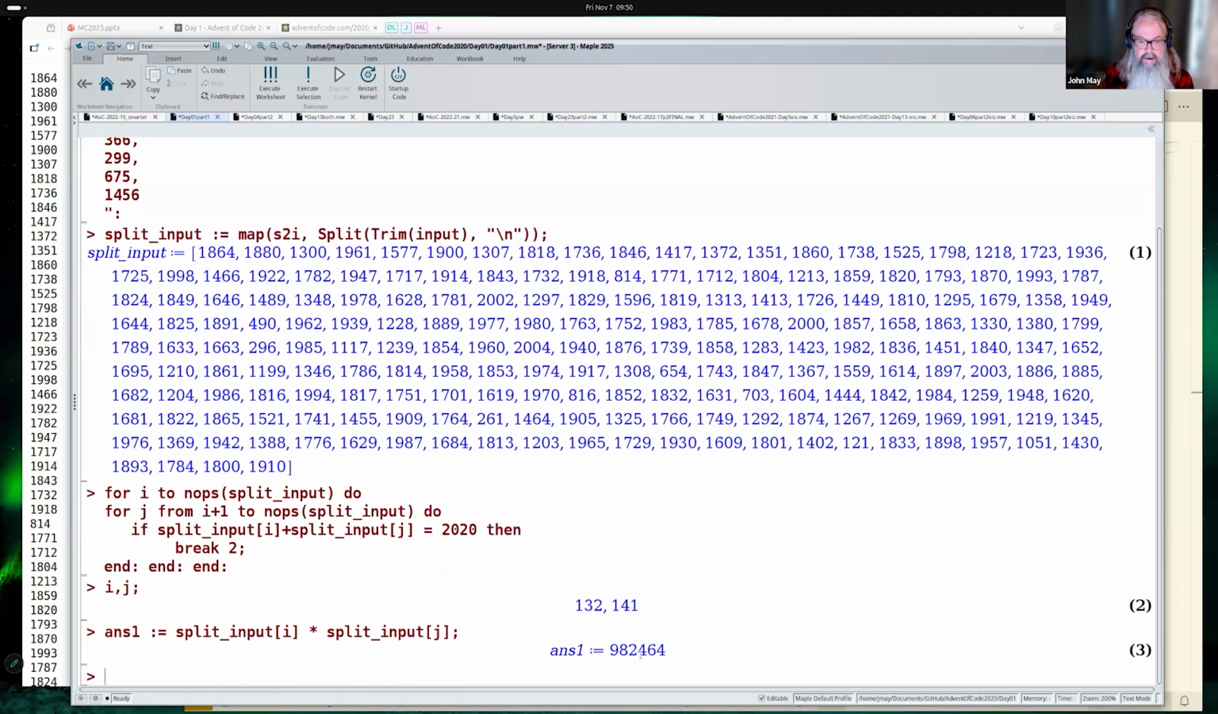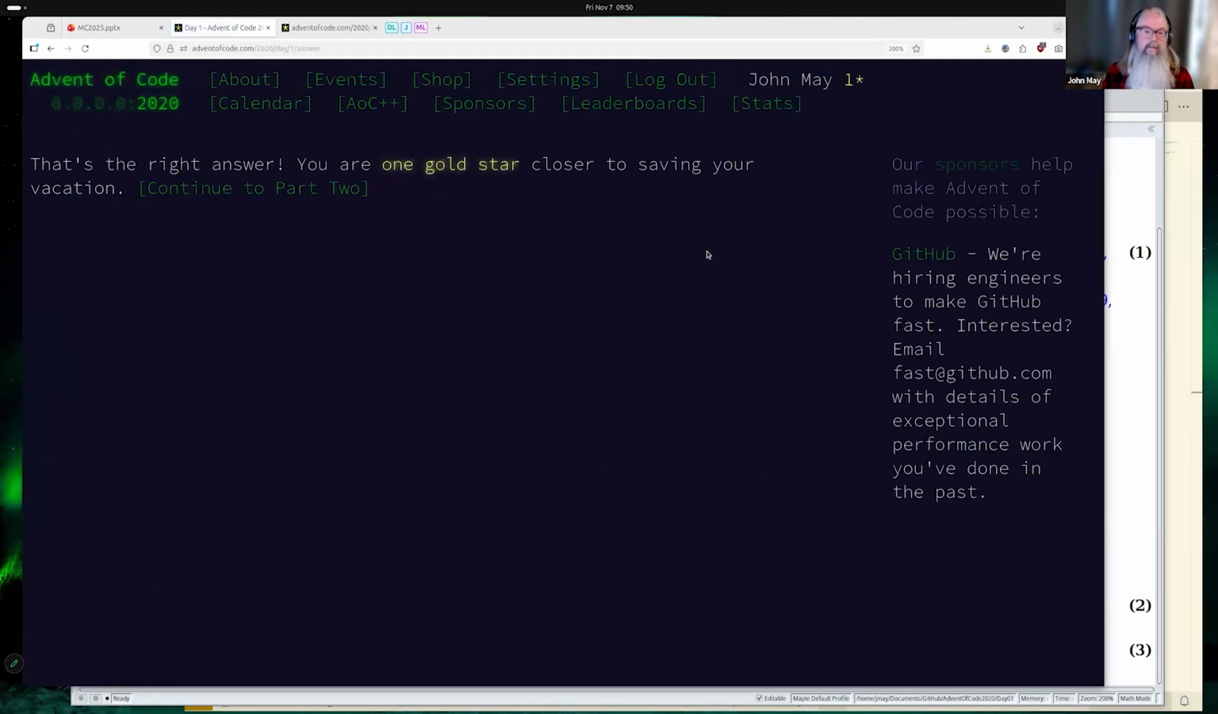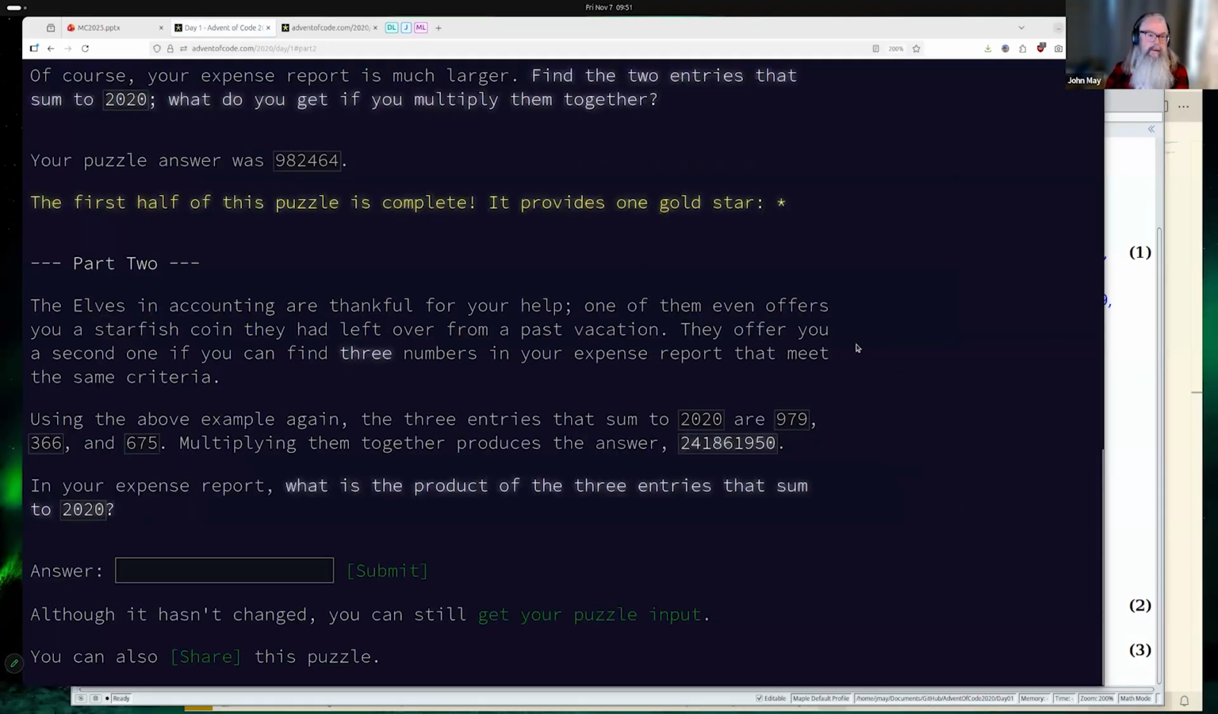We're going to take our answer, copy it, go back to Advent of Code. We're going to submit our answer. And we got, that's the right answer. So we get 1 gold star, and then we get our part 2. So the part 2 is always on the same input.